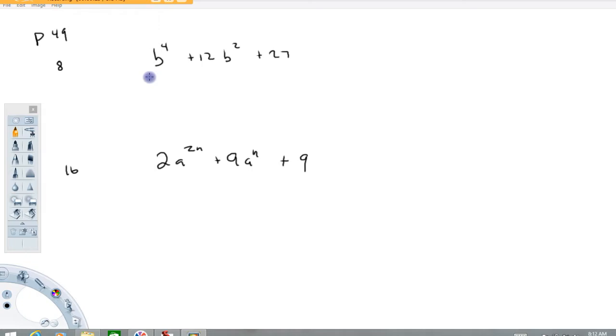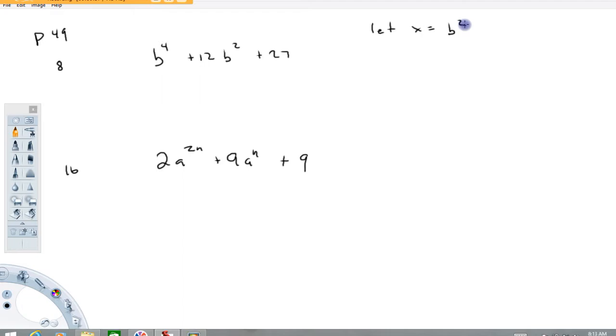b to the fourth plus 12b squared plus 27. A lot of the polynomials that you tend to look at have squared terms and then a linear term and then a constant. This one doesn't. This one has this fourth power term and then this squared term. One of the things we can do here is simplify this with a little algebra trick. I'm going to let x equal b squared.